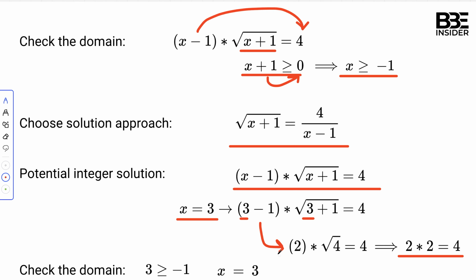Perfect. Finally, we consider x equals 3 and take it back to our initial domain restriction. X, which is 3, is greater than or equal to -1. Yes, it is, and therefore x equals 3 is the correct solution.